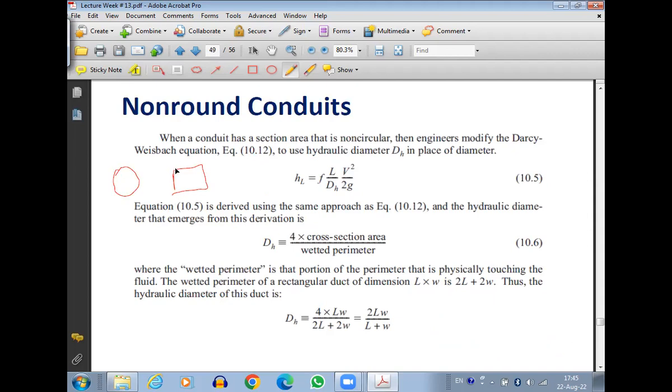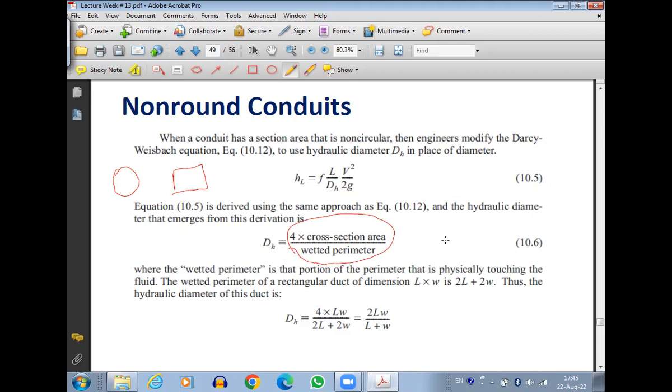Now, this rectangular duct does not have a specific diameter. But if we find out what would be the diameter if this rectangular pipe was like a circular pipe, then what would be the diameter of that circular pipe? And we call it the hydraulic diameter. The formula for the hydraulic diameter is 4 times the cross-sectional area divided by the wetted perimeter. Okay, since we are talking about a conduit here, the entire perimeter should be wetted.